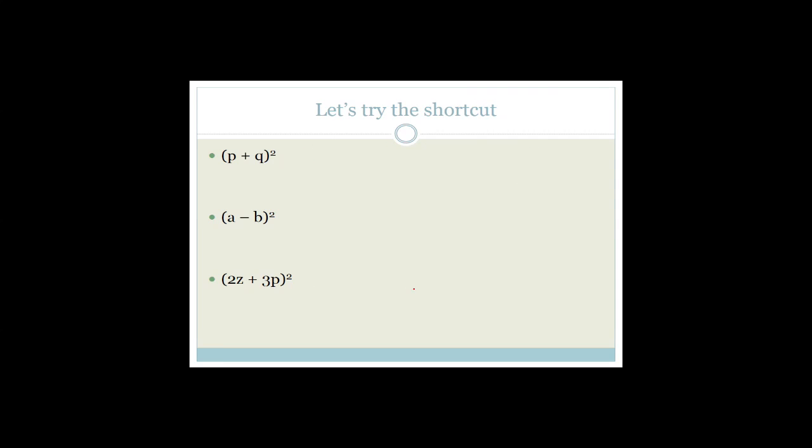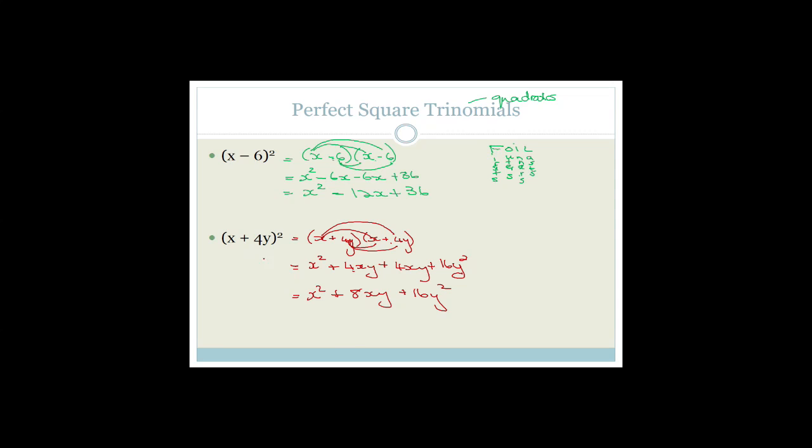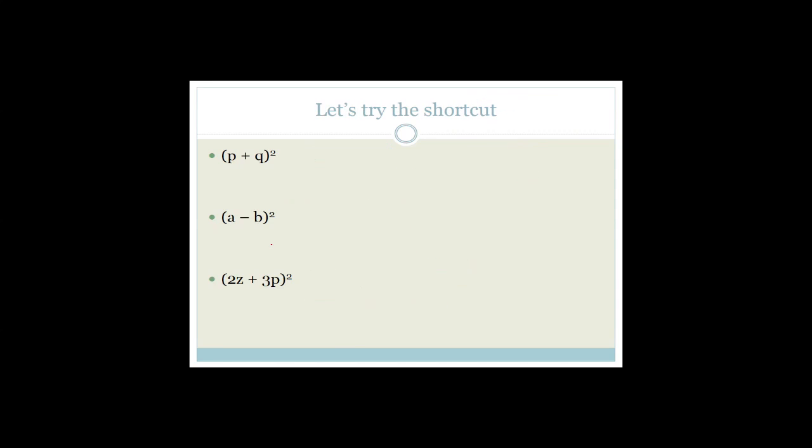Now let's try a shortcut, but did you see what the shortcut was? Let's have a look at this. Do you agree that what we've got is x becomes x squared, this 4y becomes 16y squared, and the 8xy seems to be these two multiplied together and then doubled. And that's exactly what it is. So what is the shortcut?